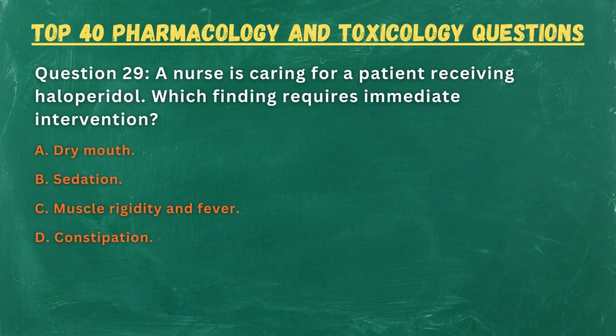Question 29. A nurse is caring for a patient receiving haloperidol. Which finding requires immediate intervention? A. Dry mouth. B. Sedation. C. Muscle rigidity and fever. D. Constipation. Answer: C. Muscle rigidity and fever.